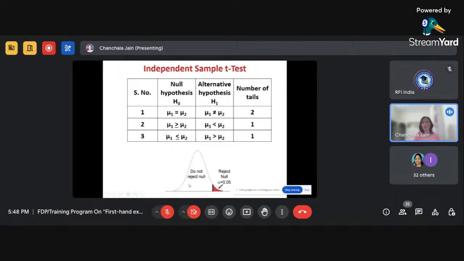Next says mu1 is less than or equal to mu2. That means the first population mean is less than or equal to the second population mean. Alternatively, we are saying that the first population mean is greater than the second population mean. So again, we are clearly indicating this. That way it is a one-tailed test, and the rejection region again falls on one of the tails, and the remaining region becomes the acceptance region of your null hypothesis. So this way we can formulate the null hypothesis and alternative hypothesis of the t-test symbolically, for the one-tailed and two-tailed test.